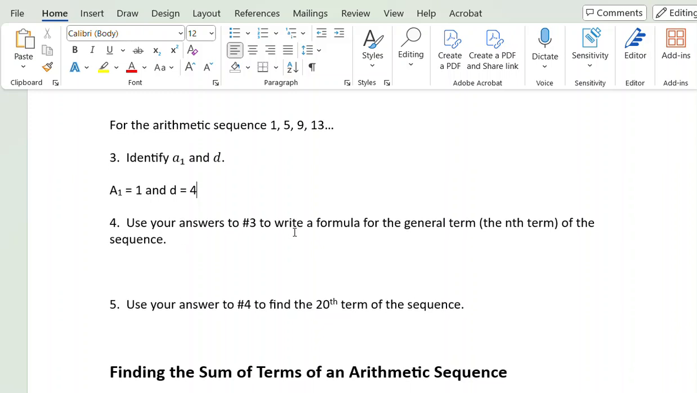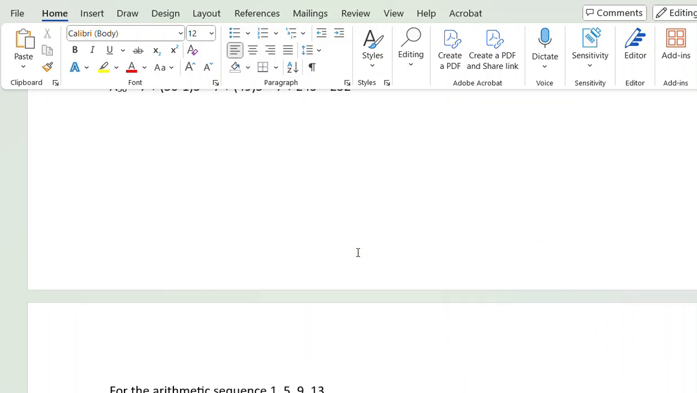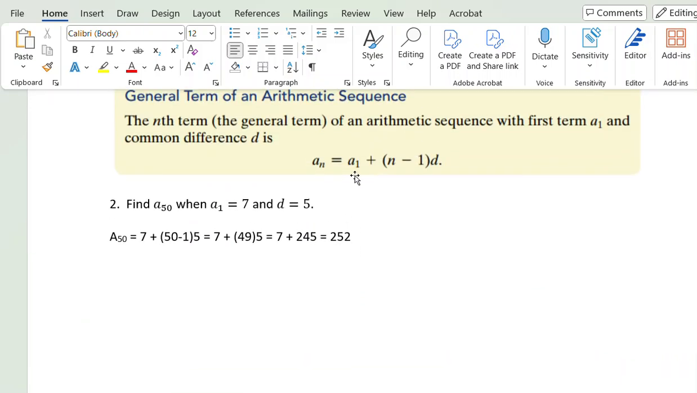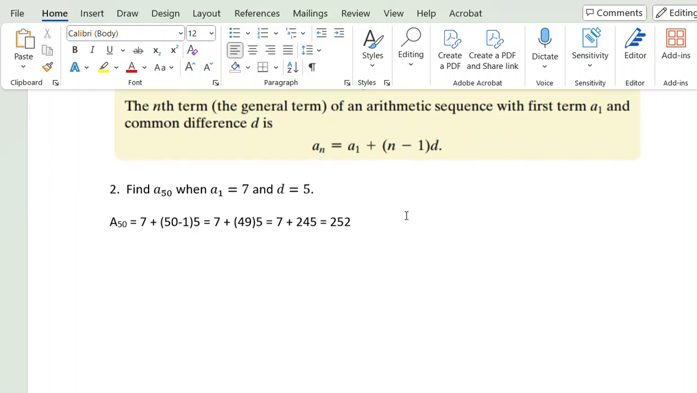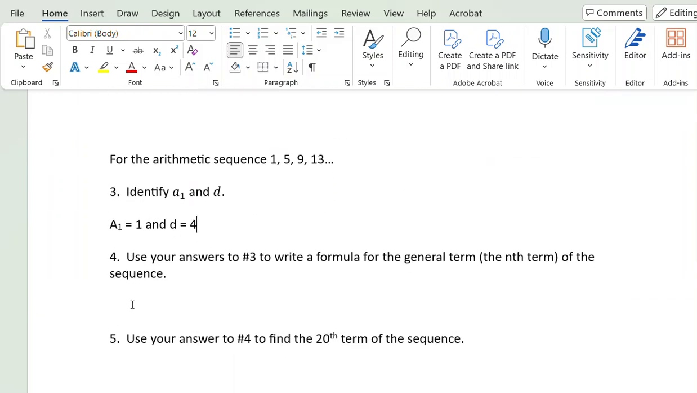Now we're going to use our answers to write a formula for the general term of the sequence. So I have my value for a1 and I have my value for d. I'm going to plug those into this formula to get a formula that has n in it. So we're going to have a sub n equals a1, which is 1, plus n minus 1 times d, which is 4.